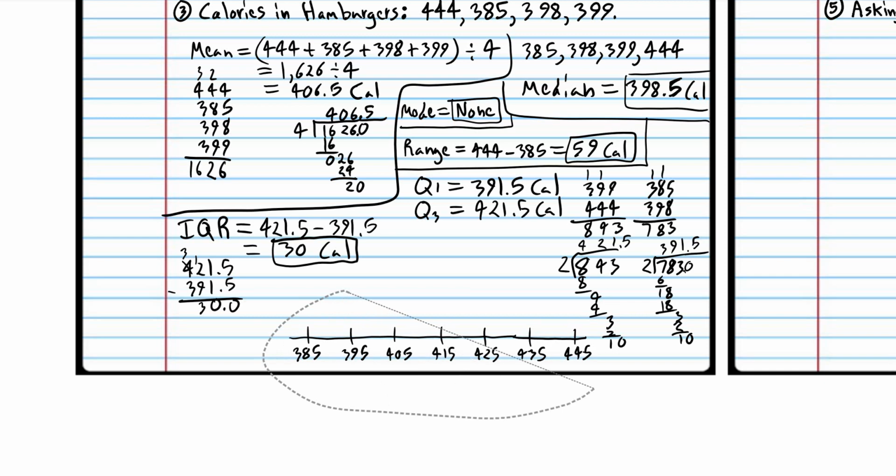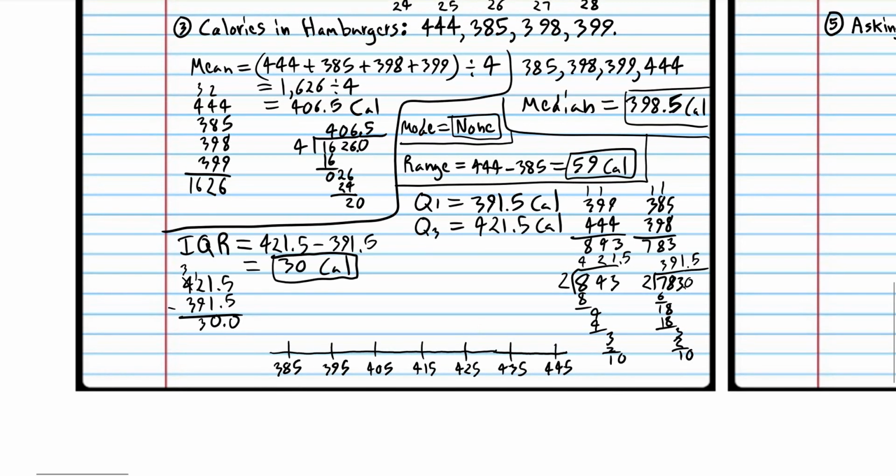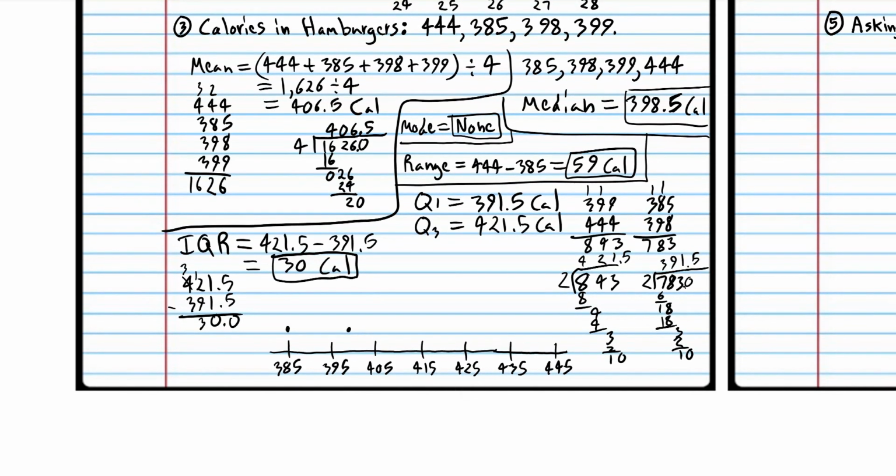All right, that should be enough there. Move that over a little bit. 385, 395. Seems right. Let's make our dots. So there's 1 385, 1 398, which would be about there, I believe. 1 399, which would be about there, and a 444, which would be about there. So if that's what you got for the dot plot, good job.